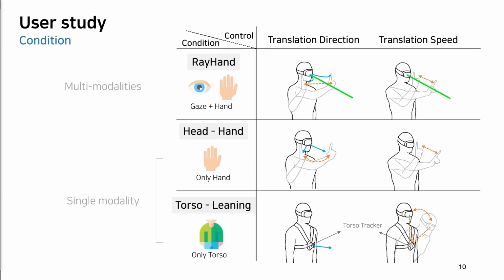To evaluate our RayHand navigation, we conducted a user study comparing it to two other navigation methods, head-hand and torso-leaning navigation. The main difference among the three conditions is the input modality. Our RayHand navigation exploits the gaze and hand input modalities, while the head-hand and torso-leaning navigations used only one modality, such as the hand and torso. All these methods allow users to control both speed and direction, and support the decoupling of looking around and navigation activities, because we adopt hand and torso modality to control the speed and direction of our navigation.